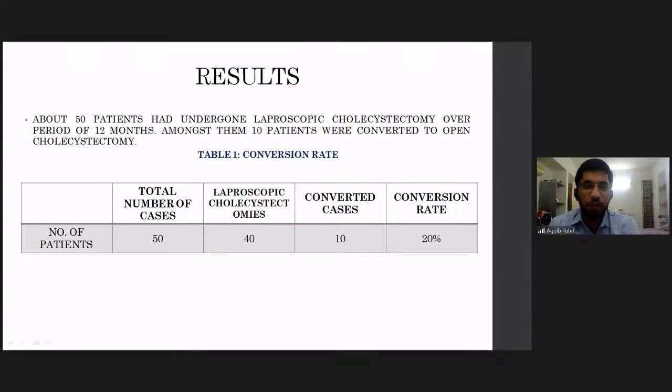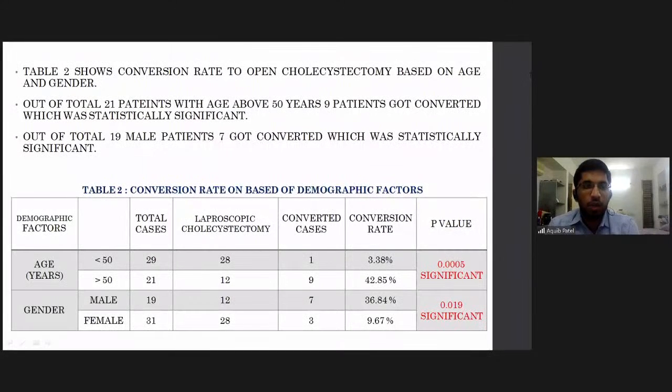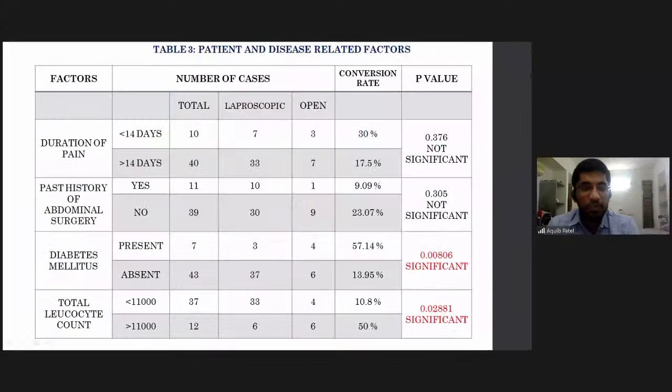Amongst the results, of the 50 patients, 10 were converted to open cholecystectomy. Next, please. There are various tables which show the parameters, amongst which age and gender. Next, please. Age and gender were significant, and duration of pain and past history of any abdominal surgery were not significant.